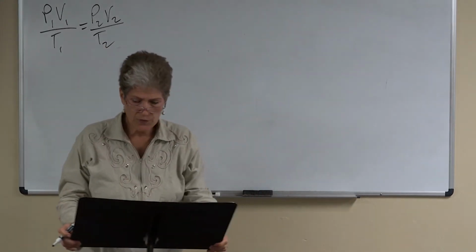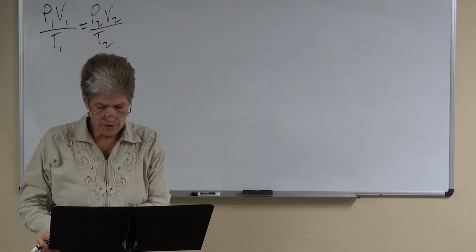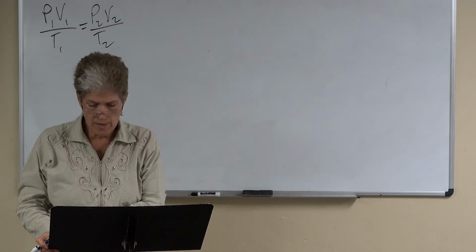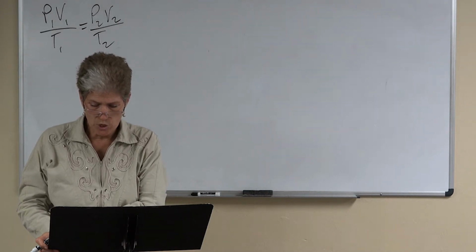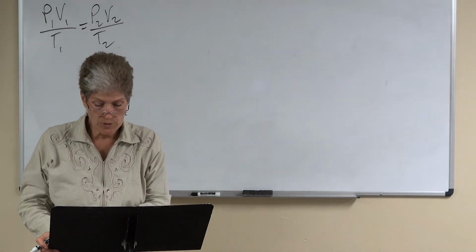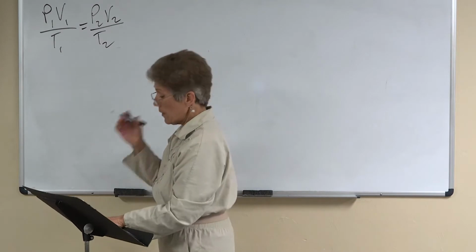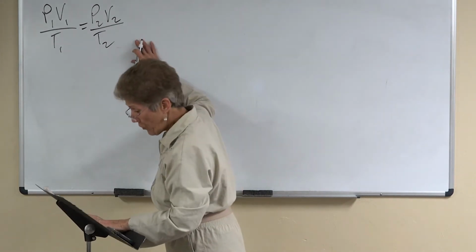Number 5. A gas-filled balloon has a volume of 15 liters at ground level where the temperature is 25 degrees and the pressure is 1.01 atmospheres. It rises to an altitude where the temperature is negative 12.1 degrees Celsius and the pressure is 0.10 atmospheres. What is the volume of the balloon? So in this case, we're going to use the whole thing.